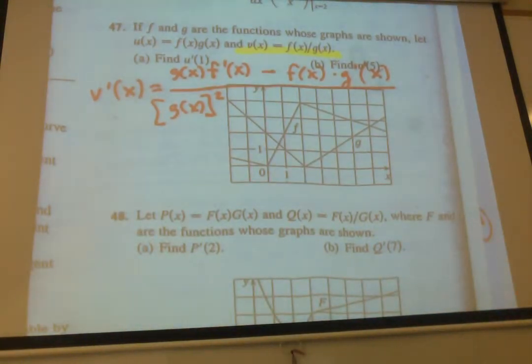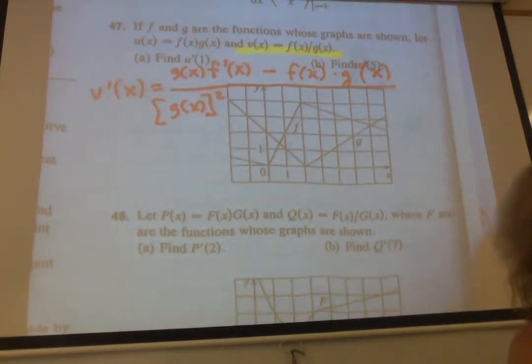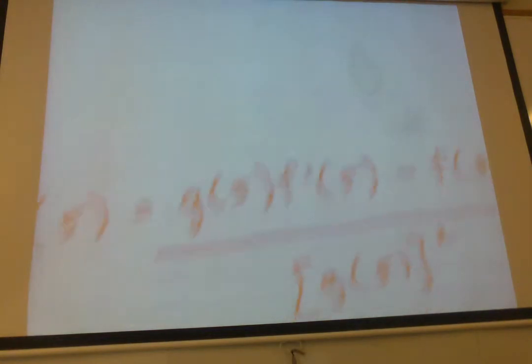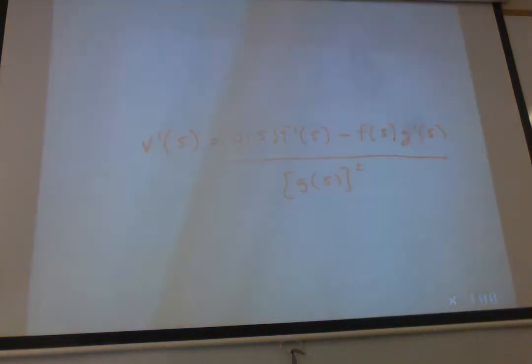All right. So we now need to go back and put in 5, correct? So v prime at 5 is going to be g at 5 times f prime at 5 minus f at 5 times g prime at 5, all over g at 5 squared.